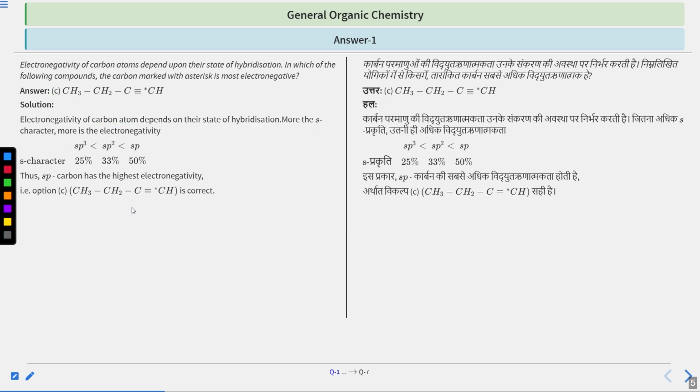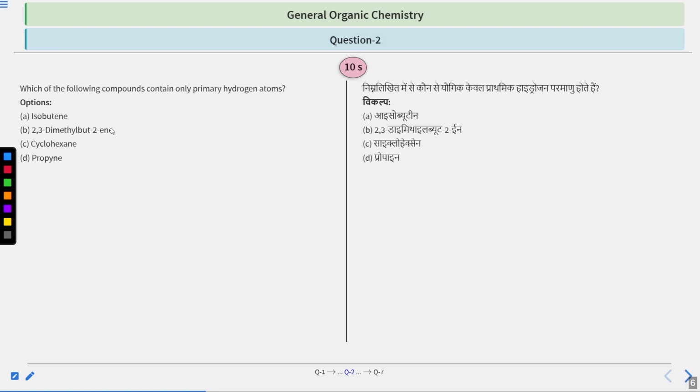Okay, let's move on to the next question. Question number 2. Which of the following compounds contain only primary hydrogen atoms? Basically, we have to find out which compound from the options contains only primary hydrogen atoms. All the hydrogen atoms should be only primary.